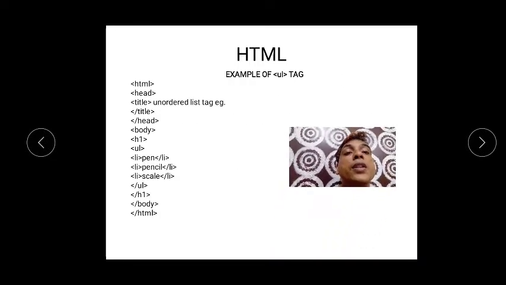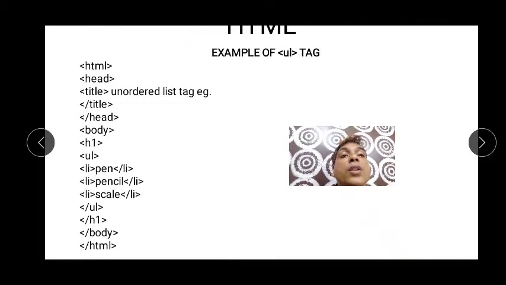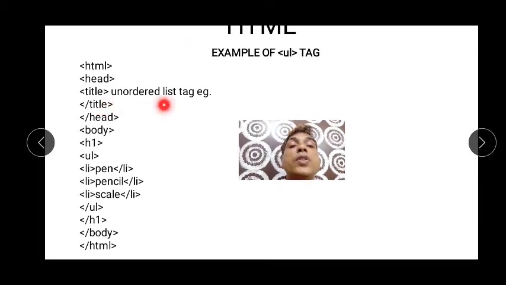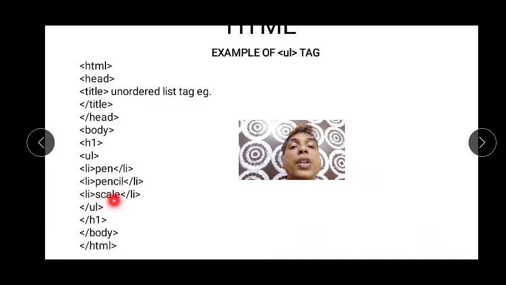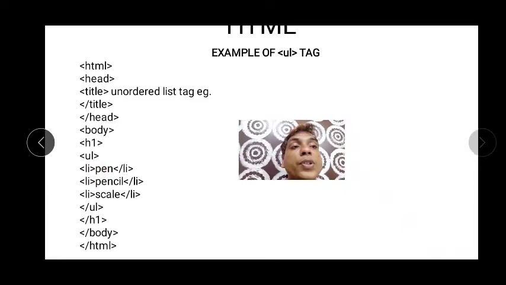Now let's take an example. Now when you see the example, this is unordered list UL tag. Okay, everything is same, but I've taken a different example like pen, pencil, and scale. Okay, so I think only difference is UL here. Here also UL. I think everything is same like Li. Now let's check the output.